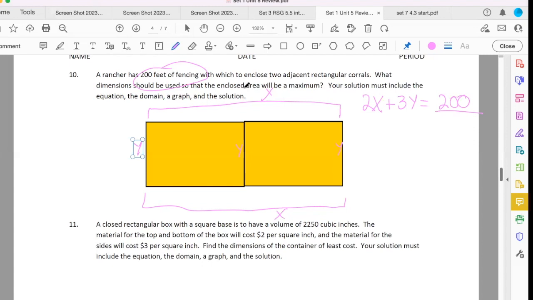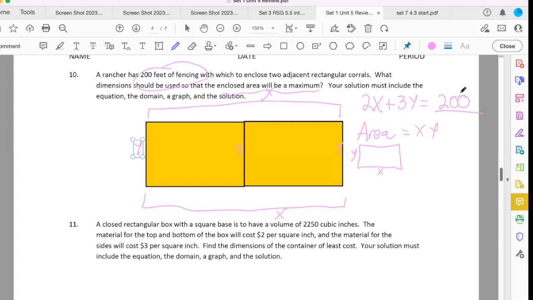But we also want to make a second equation, which is talking about the area. So we can say that our area, when you really think about it, is just a rectangle with a little divider in the middle, but it's still a core fundamental rectangle, which is base times height.